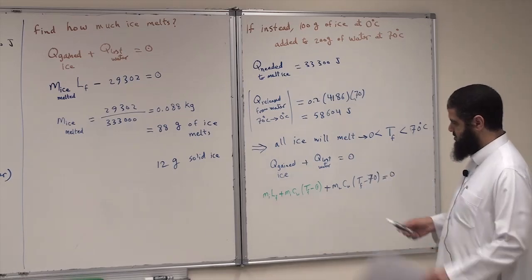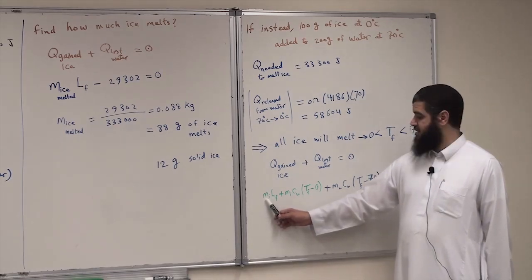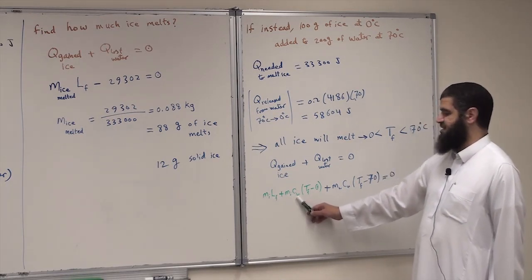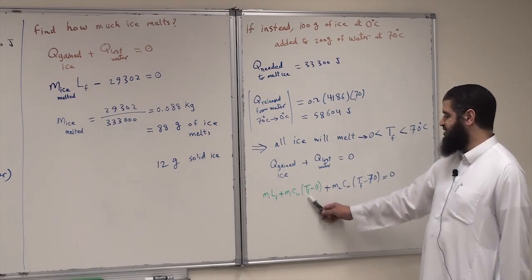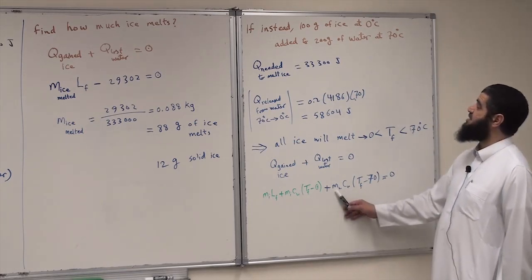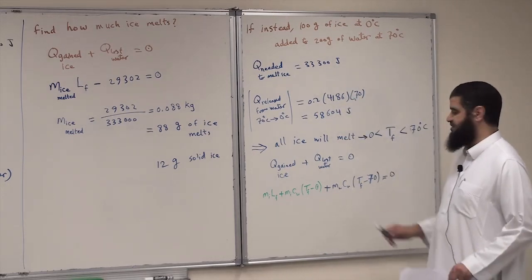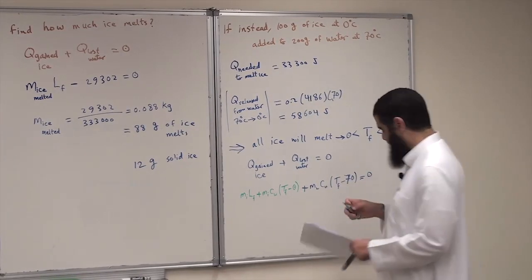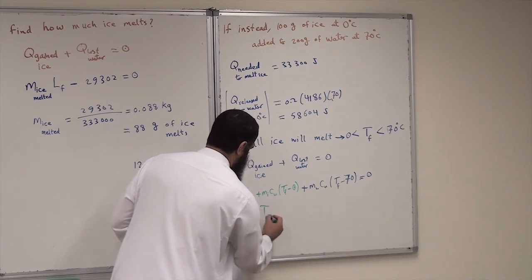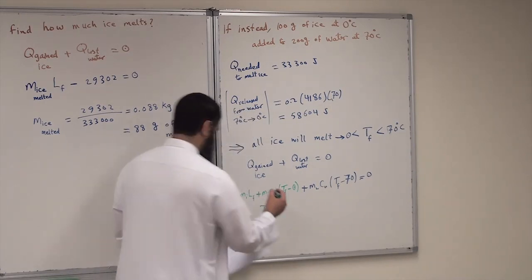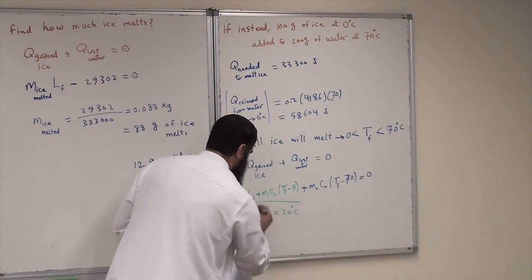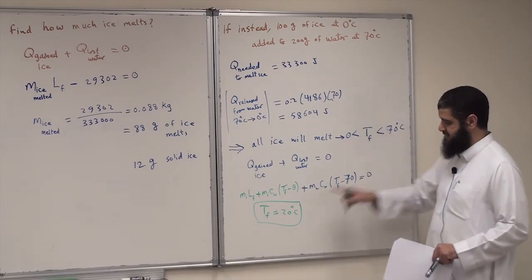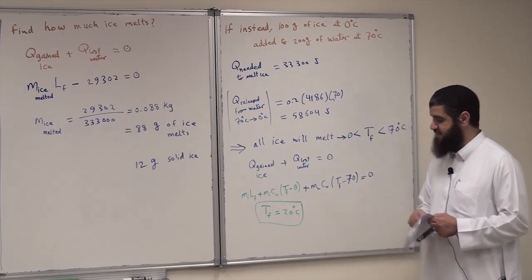All you need now is to plug in the numbers. Mass of ice is 0.1 kilogram. Latent heat is 333,000. Specific heat is 4186 for water. T final is unknown. Mass of water is 200 grams, so I plug in 0.2. Specific heat of water is 4186, and you solve for T final. If you do the calculations carefully, T final will turn out to be approximately 20 degrees C. As I told you, T final is greater than 0 and less than 70, and 20 satisfies this.